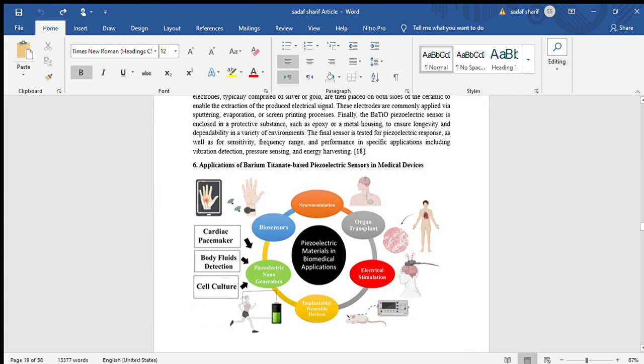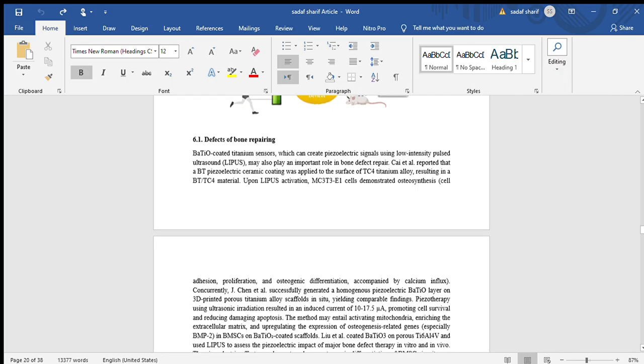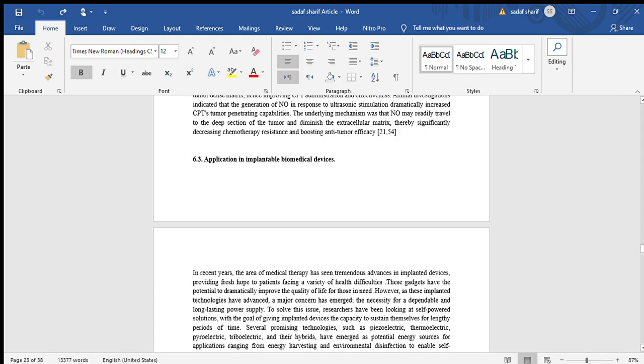So now we'll see what its applications are in piezoelectric sensors in medical devices. This diagram shows that piezoelectric sensors are used in many different applications like in cardiac pacemakers, body fluid detection, or in cell culture, or in many other fields. First of all we have the organ transplant, the other is the wearable devices, and the neurological parameters. First of all we'll see its applications like defect of bone repairing, the other is anti-cancer, and after that its application in implantable biomedical devices and many more.